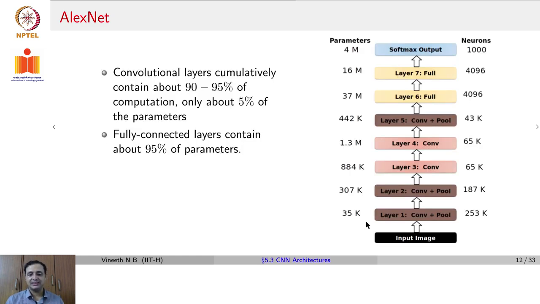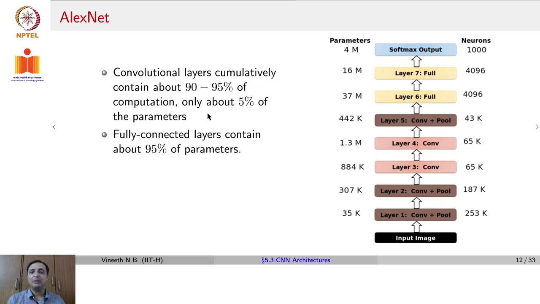Another way of looking at it is just visualizing this from a different perspective. You can see here that the parameters go from 35K to millions in the last 3 layers, while the neurons start with 253K and reduce towards the last layers. One interesting observation of this architecture is the convolutional layers may contain only 5% of the parameters. Remember, they contain only 3 million of the total 60 million parameters that AlexNet has, but they account for 95% of the computation. Why is that so?